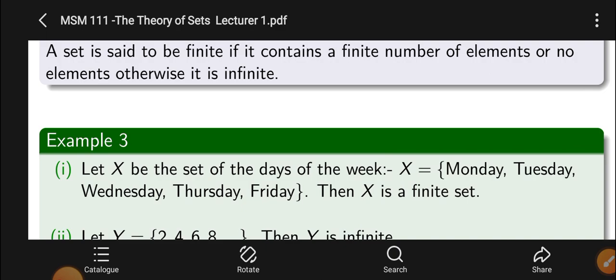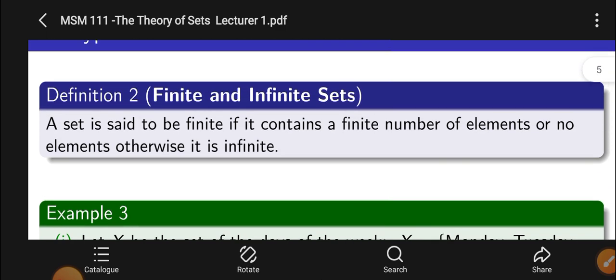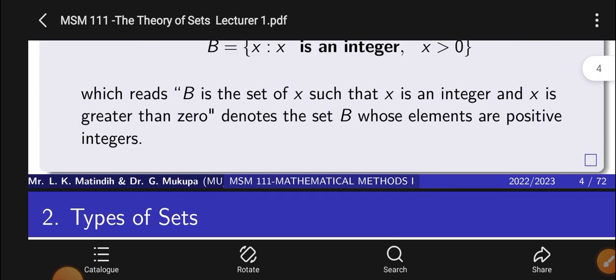If you are able to count the number of elements in a set, then that set is finite. If you are unable to count the number of elements in a set, then that set is infinite. Let me take you back a bit.